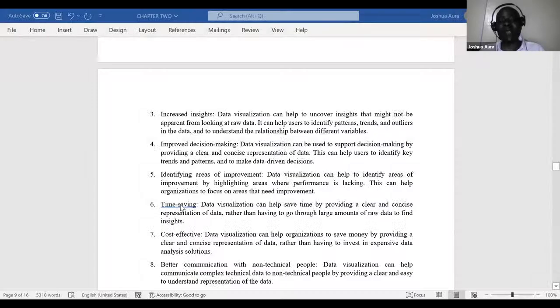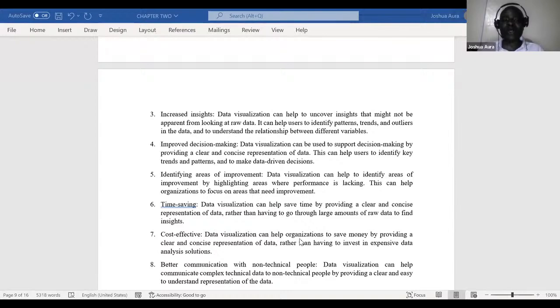Great. Time saving, I don't even have to read this really. Data visualization can help save time by providing a clear and concise representation of data rather than having to go through large amounts of raw data to find insights here. Cost effective. Data visualization can help organizations to save money by providing a clear and concise representation of data rather than having to invest in expensive data analysis solutions.